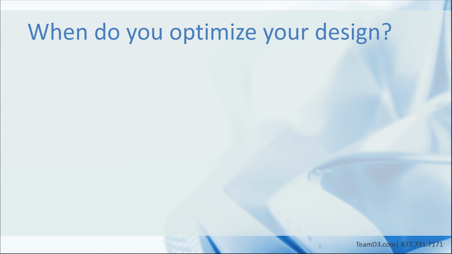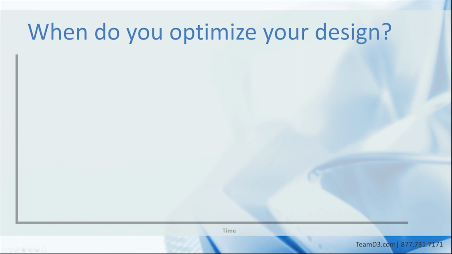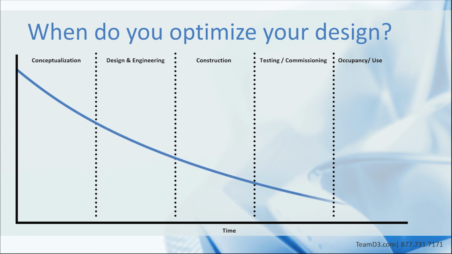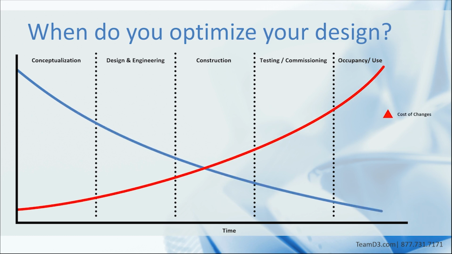So, when is the best time to simulate and optimize your design? Over the project lifecycle, the ability to affect the functional capabilities of the design declines as the cost of making changes increases. The best time to identify performance or compliance shortcomings is during the design and engineering phase. This way, the design is still flexible enough to make the necessary changes, and the costs of these changes are minimized.